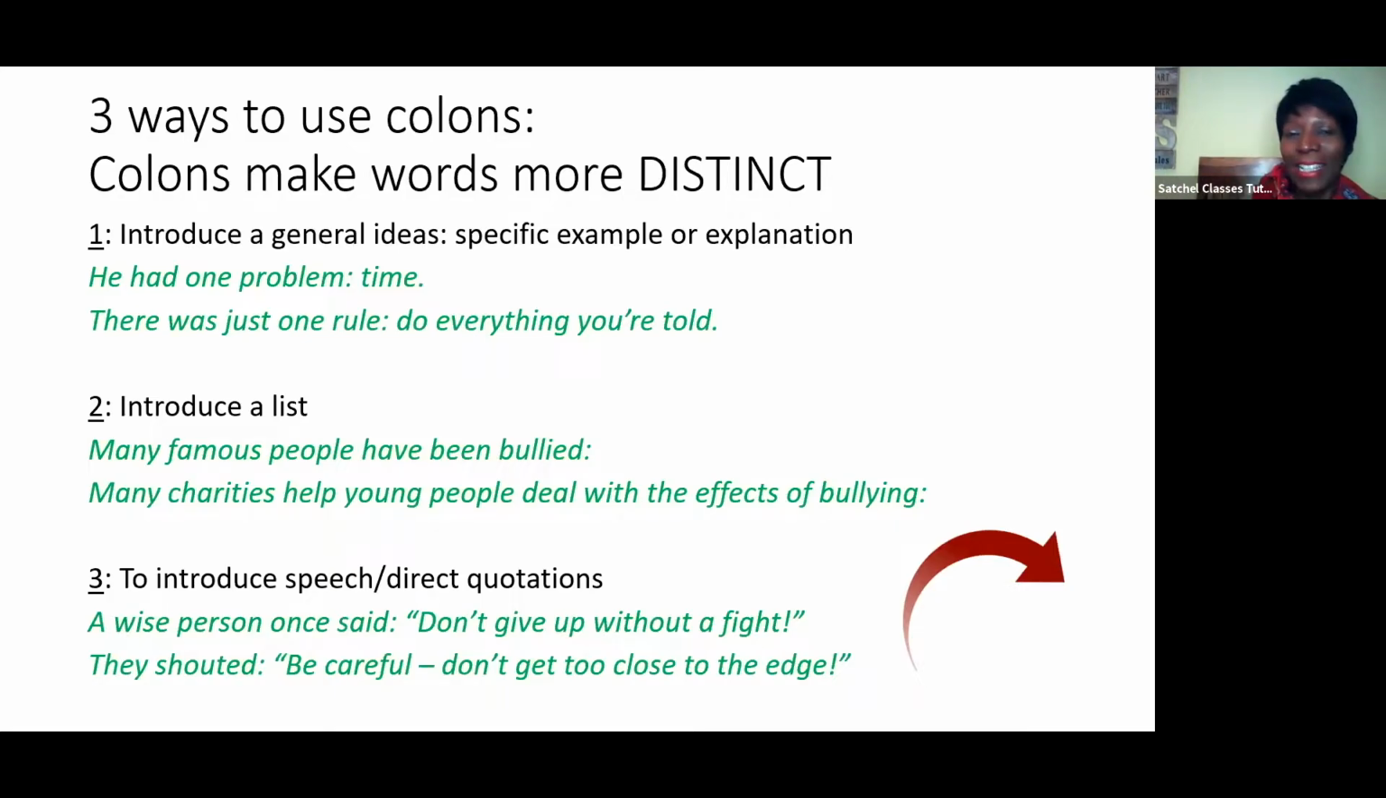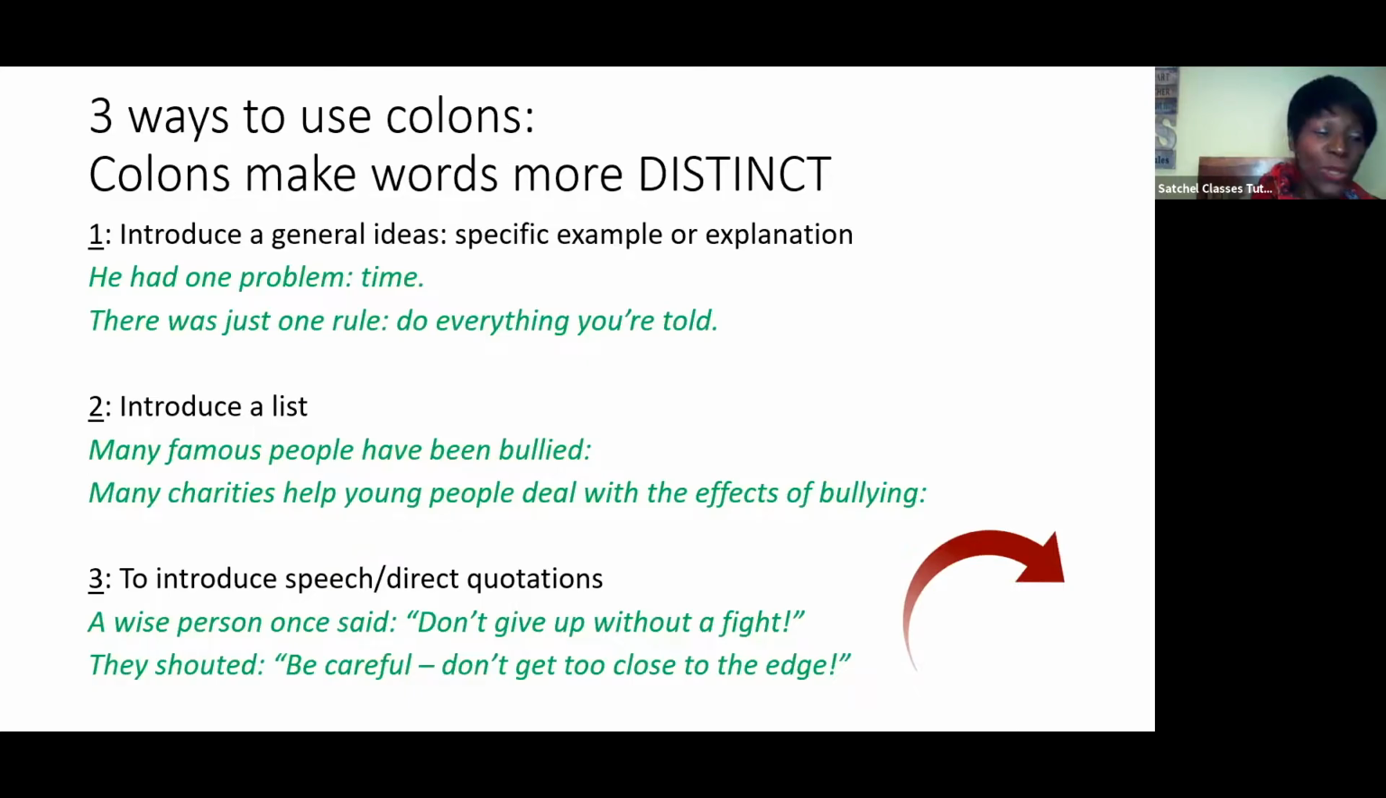Now, I haven't put the lists here, but I'd like you to fill in the list. Many famous people have been bullied. Do you know famous people who've been bullied, people who've been on television or in newspapers and magazines to explain how they have overcome bullying? You could add the list there. Many charities help young people deal with the effects of bullying. I haven't put the list, but do you know 2 or 3 or 4 charities that deal with bullying and the effects of bullying, and they help young people to cope?